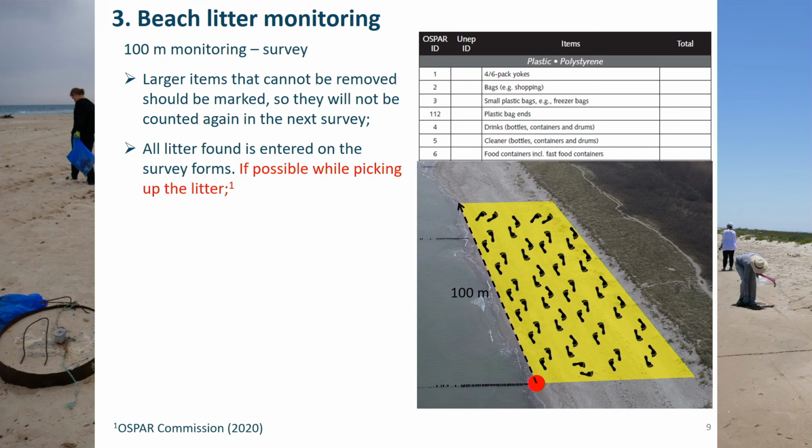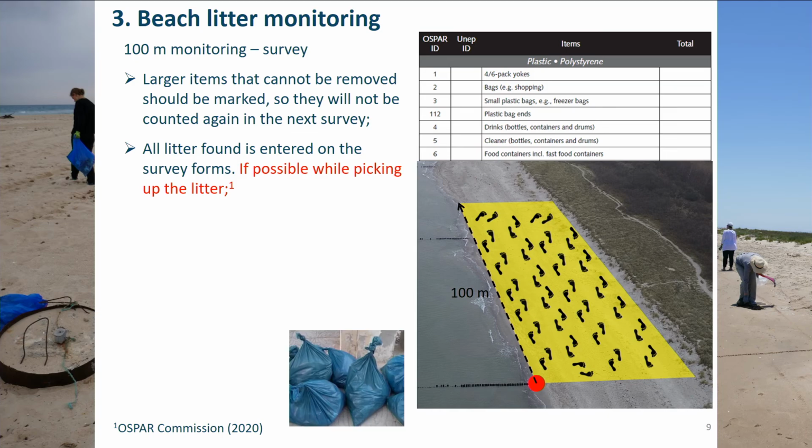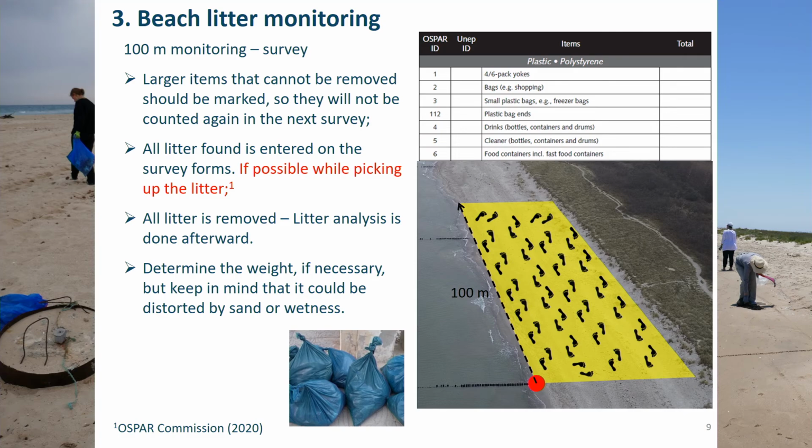All the litter that is found on the beach, it is recommended that you pick it up, put it in a plastic bag, and write immediately down in your list of litter what it was. But this is not always possible. Some beaches are quite heavily polluted, so you might pick up hundreds or even thousands of litter pieces so that it is easier to do the litter analysis afterwards, somewhere else.